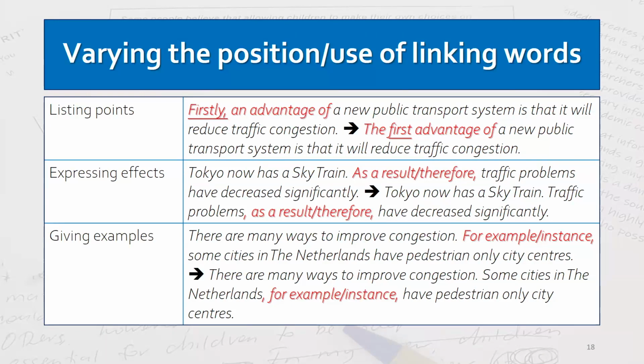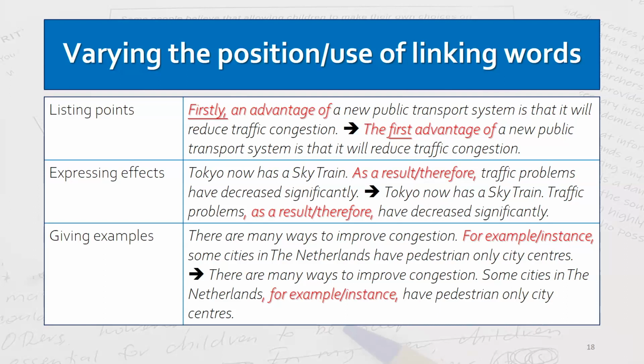Sometimes it would be good to think about how to vary the position and use of linking words. Sometimes we use what we call sentence initial connectives, the way that you use first, second, and third. If you put them at the beginning of the sentence all the time, this can make your writing too mechanical to read. So we can vary the position a bit. For example, instead of saying firstly, comma, blah, blah, blah, we can say the first advantage of blah, blah, blah is that blah, blah, blah.